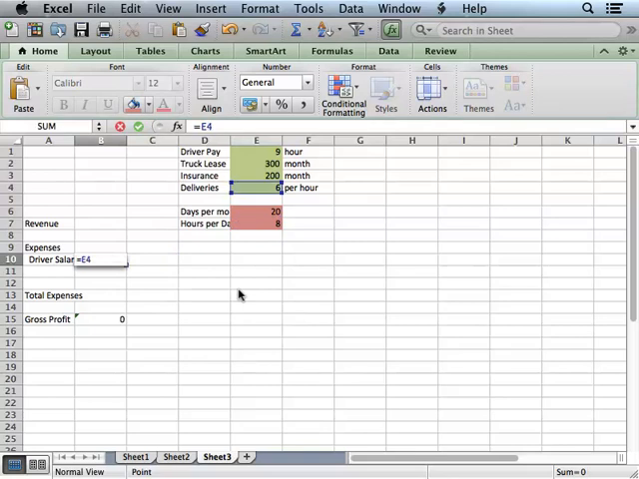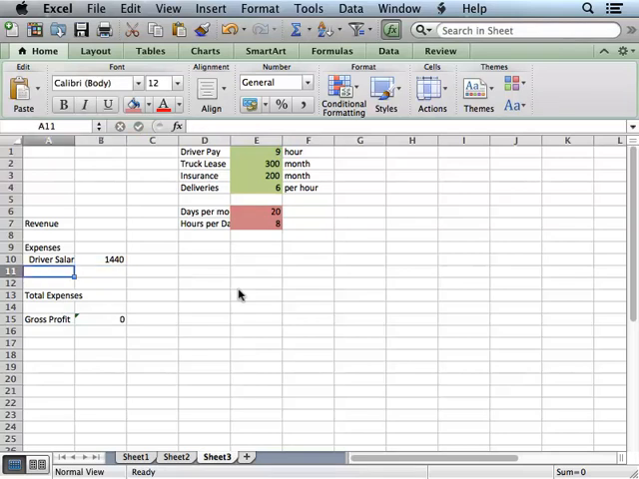Now I can figure out driver's salary. Driver's salary is equal to the amount that we pay the driver per hour times the days per month times the hours per day. Now, strictly speaking, we would also be paying the employer contribution to the driver in taxes and other expenses, but just to keep the model simple, we'll step past that. The next expense would be the truck lease.